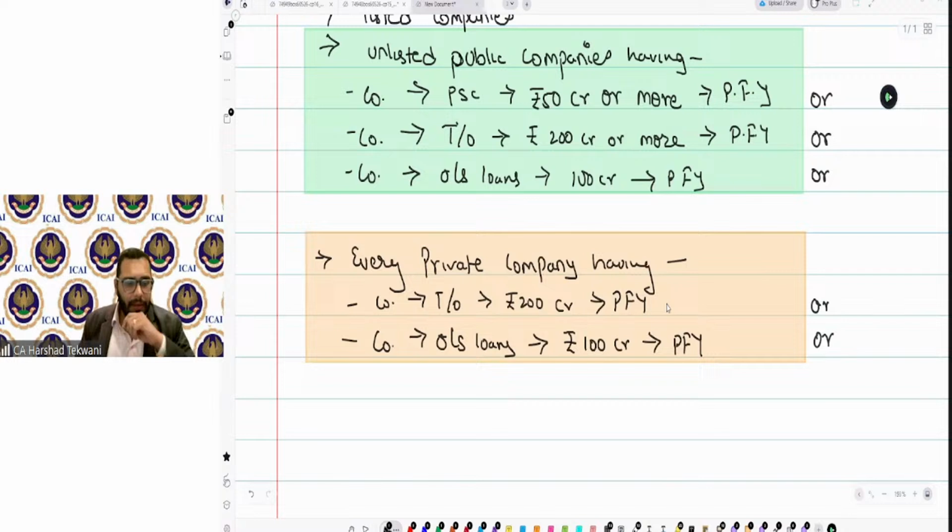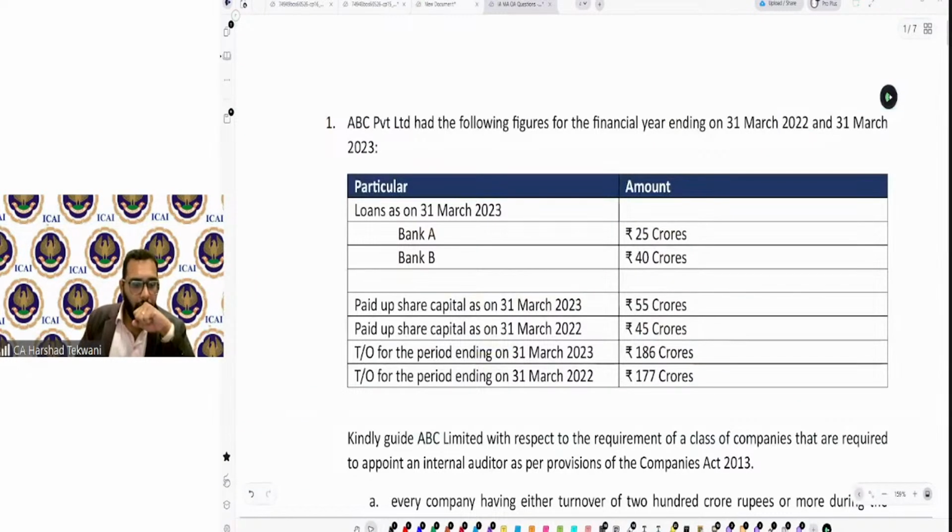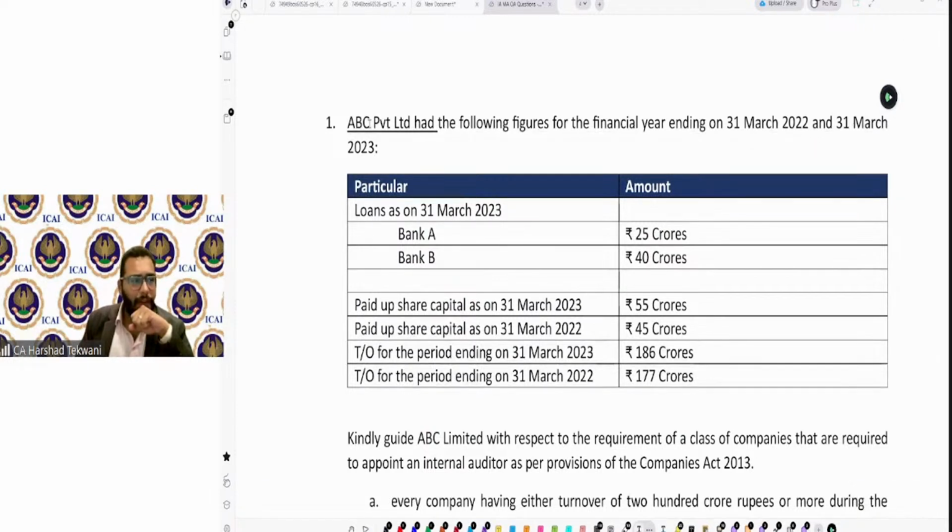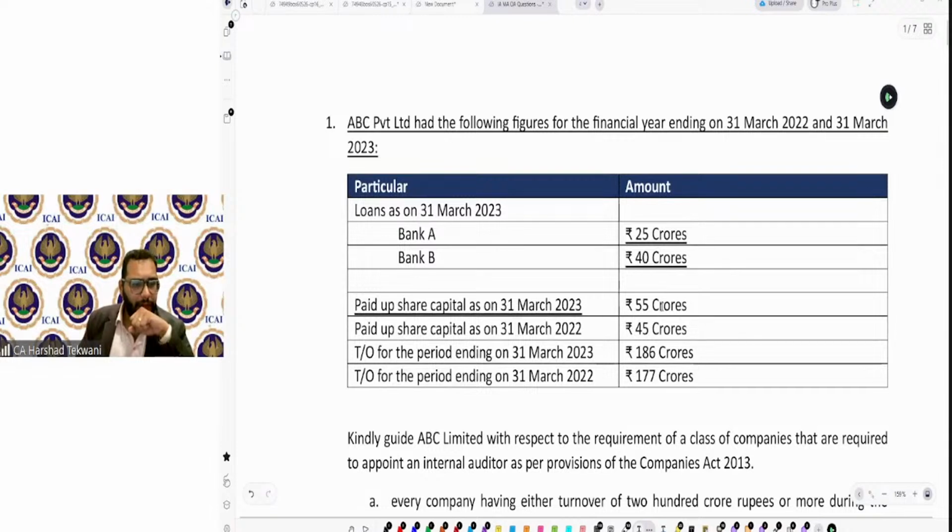Okay, let us see this one question. ABC Private Limited had the following figures for the financial year 31st March 2022 and 31st March 2023. Loan as on 31st March 2023, Bank A, Bank B. Paid up share capital on 31st March 23, 55 CRs. Paid up share capital on 31st March 22, 45 CRs. Turnover for the period ending 31st March 23, 186 CRs. Turnover for the period ending 31st March 22, 177 CRs.